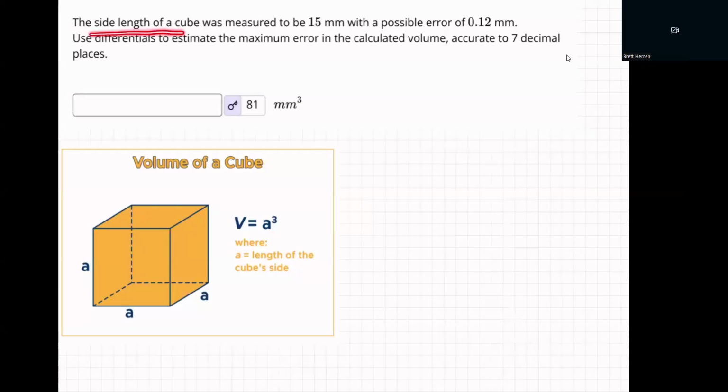Okay, so this says the side length of a cube was measured to be 15 millimeters with a possible error of 0.12 millimeters. Use differentials to estimate the maximum error in the calculated volume accurate to 7 decimal places. Okay, well, here we have a cube, picture of a cube.